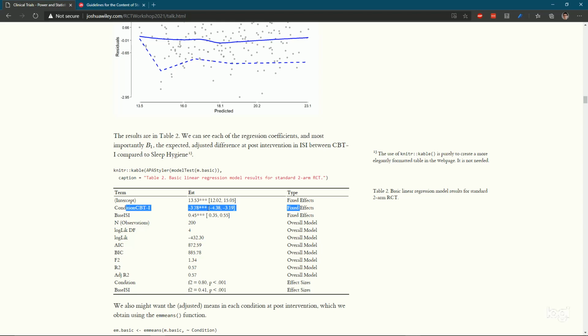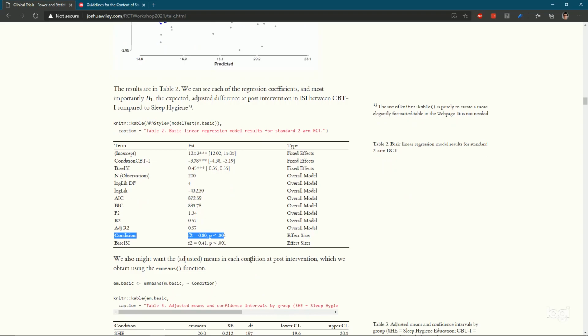post-intervention than does sleep hygiene. That's statistically significant, triple asterisk, p less than 0.001, and there's our 95% confidence interval. A little bit more information about the model if interested: Cohen's f squared, R squared, adjusted R squared, Cohen's f squared for each of the individual predictors.